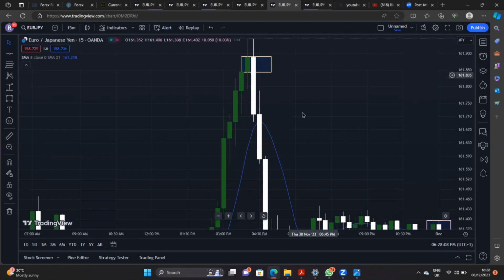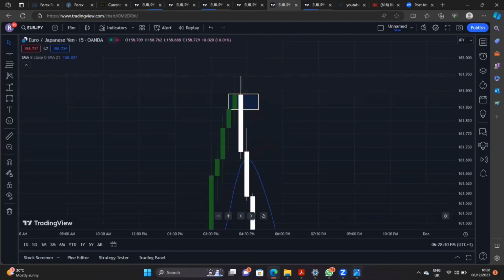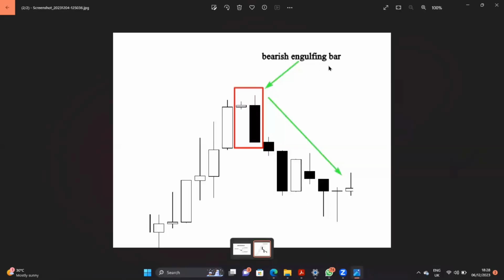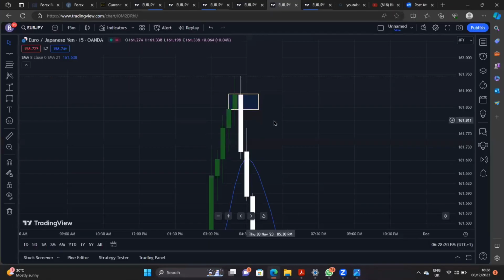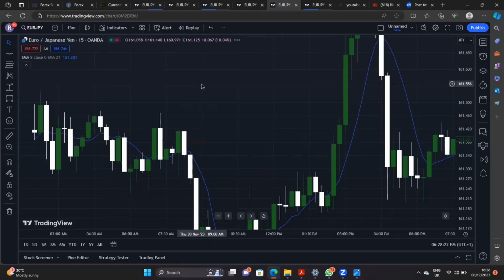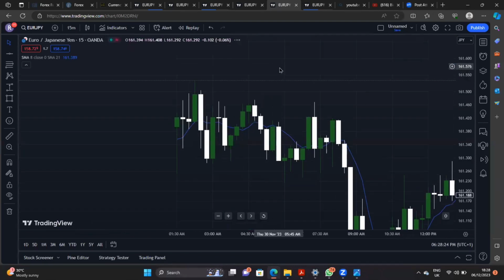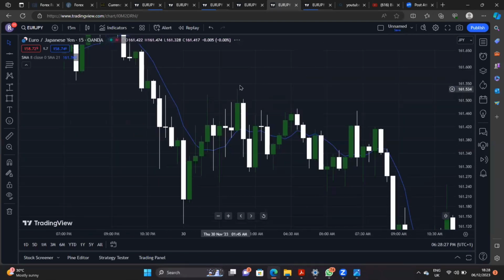Now, remember, we're talking about the bearish engulfing pattern. I'm not talking about the bullish yet. So I'm showing you multiple examples of bearish engulfing patterns on the chart. You understand that? We're looking at multiple bearish engulfing candles on my chart.